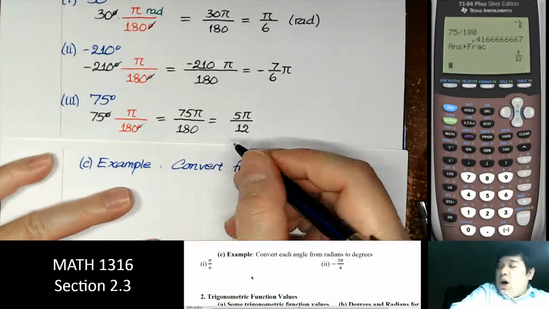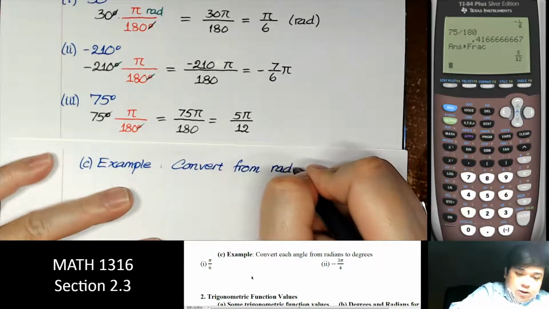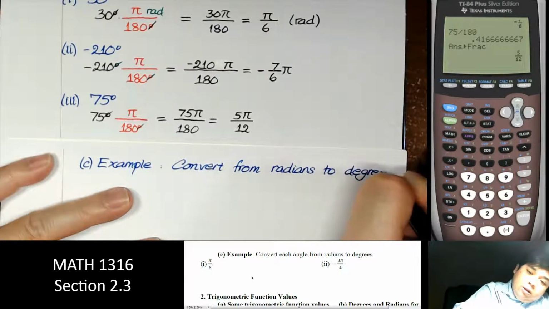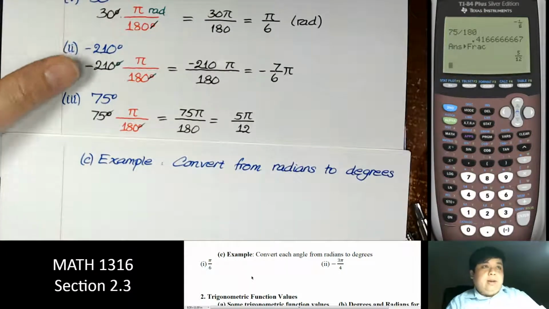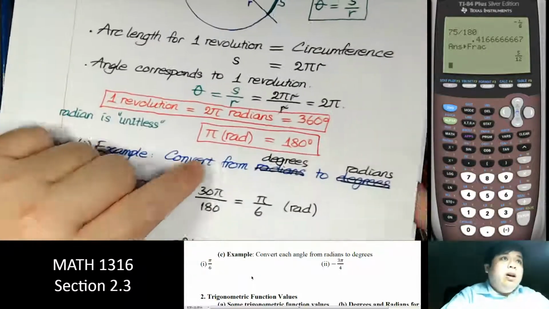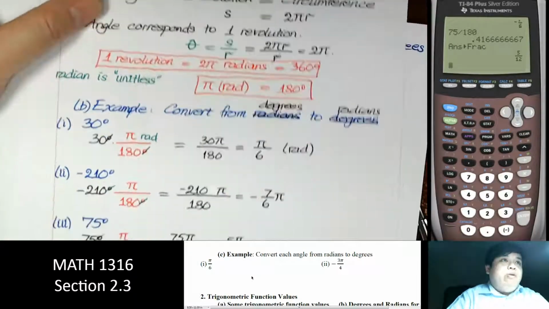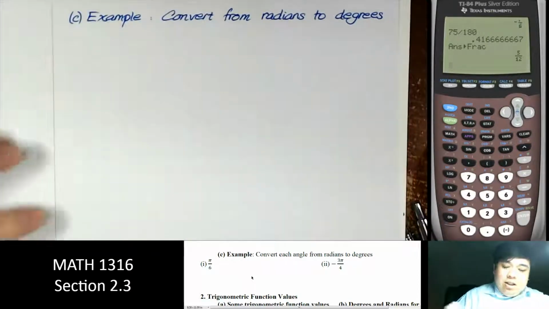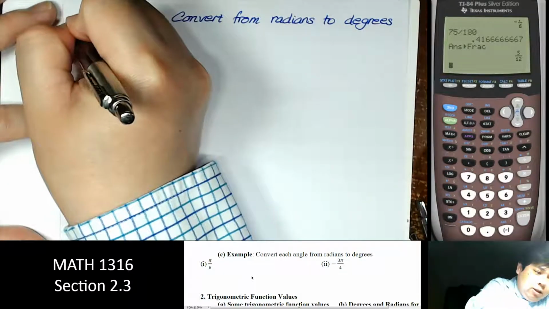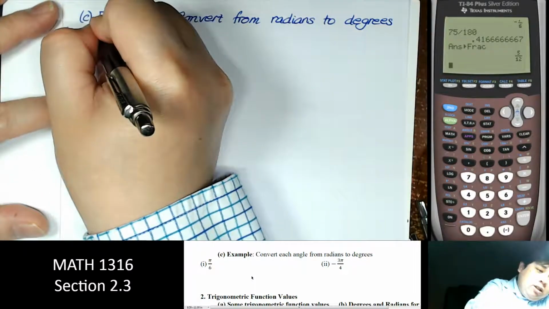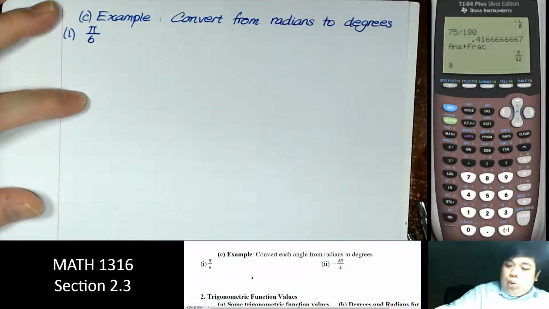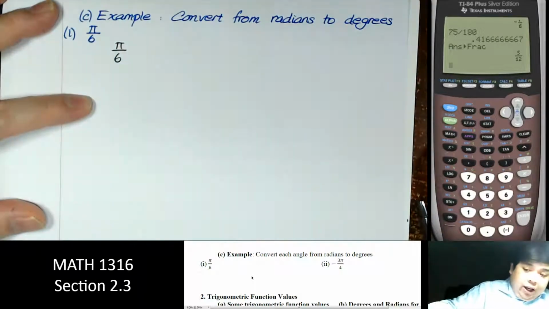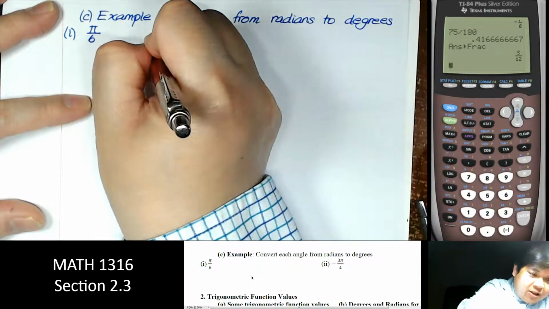Convert from radians to degrees. Once again, we're going to use pi is equivalent to 180 degrees. Pi radian is 180 degrees. So first, if we have pi over 6, what do we do? So we start with pi over 6, and we're going to multiply by the conversion factor.